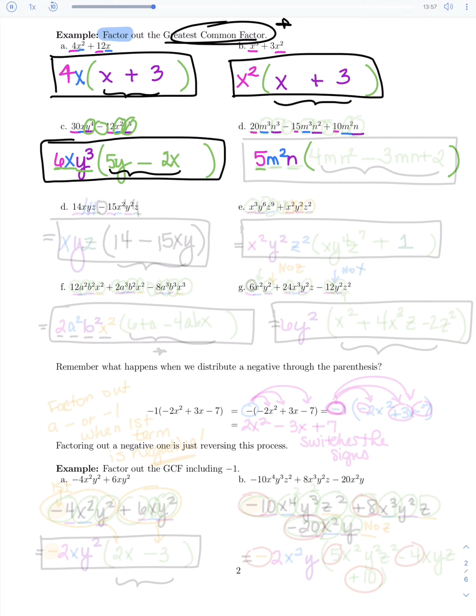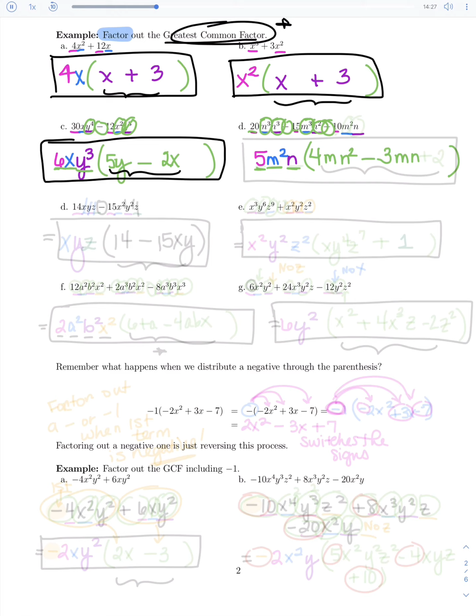So pulling out the 5 from the 20 first will leave me with a 4. Pulling out 2 m's from the m cubed still leaves me with an m. Pulling out only one n from the n cubed leaves me with 2 n's. Carrying down the minus next. Now dividing out the 5 from the next piece turns the 15 into a 3. Pulling out the 2 m's will turn the m squared into an m. Pulling out only one of the 2 n's still leaves me with an n.